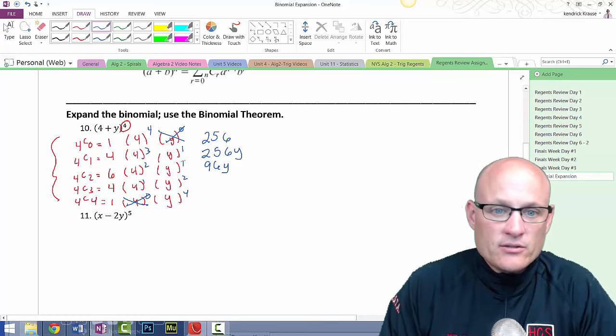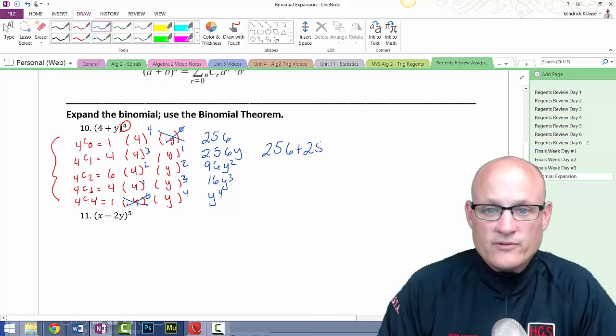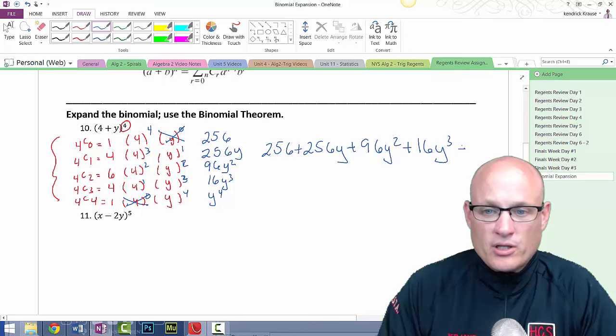y. This should be squared. This should be 3. Squared. So like 0, 1, 2, 3, 4. Sorry about that. And then 4 times 4, that's just 16y cubed. And the last one's just y to the 4th. So your final thing is just to write it out. So it's 256 plus 256y plus 96y squared plus 16y cubed plus y to the 4th.